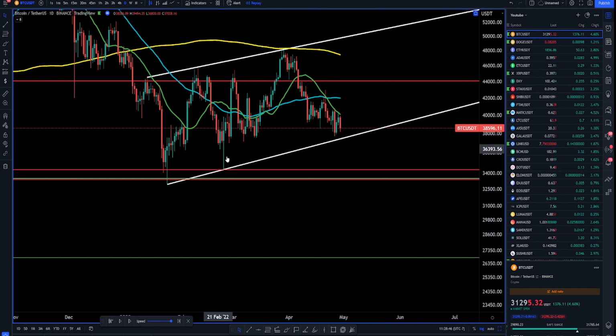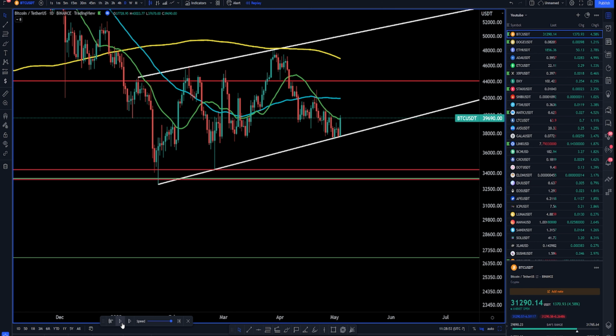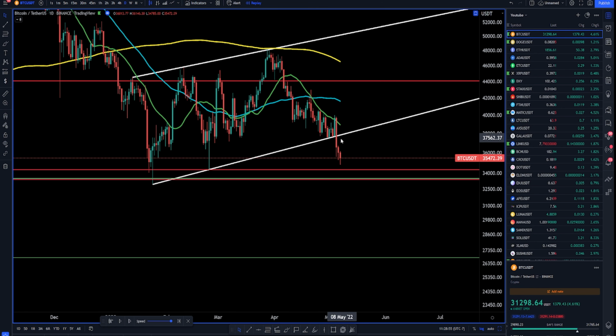But for now, we can see we're close to breaking down, or at least close to testing out support. I know the future here, so do you. So we do know we broke down here. We bounced up for a fake out, and then we got rejected.